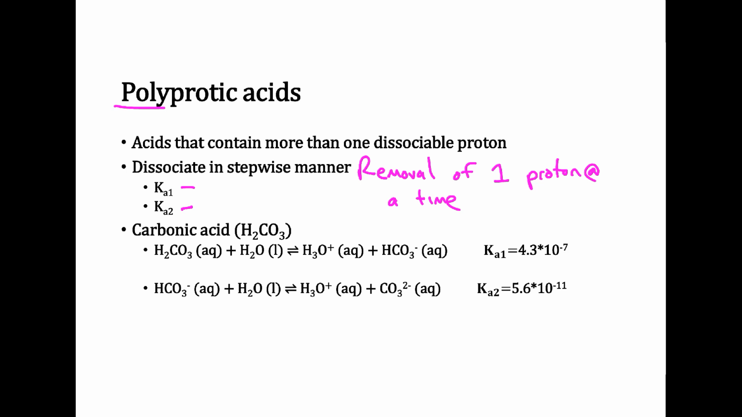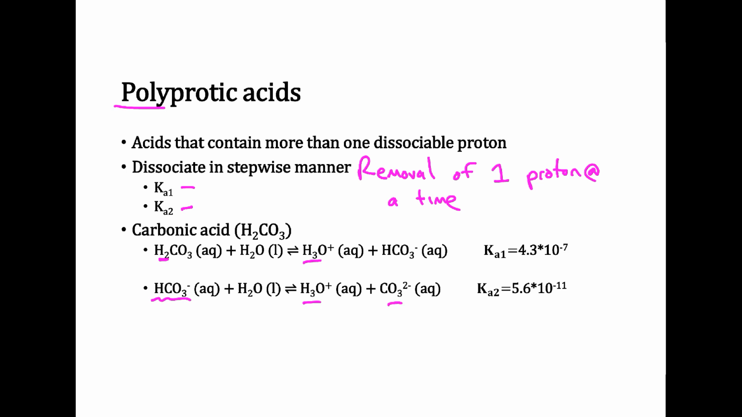So if we look at our first example of carbonic acid, H2CO3, at first carbonic acid loses one proton. This will end up forming its conjugate base HCO3- and the hydronium ion. And we can see that Ka of this first step is 4.3 times 10 to the negative 7th. And then there's still another proton, so this conjugate base can now behave as an acid. HCO3- again loses another proton, and we're left with hydronium and carbonate.